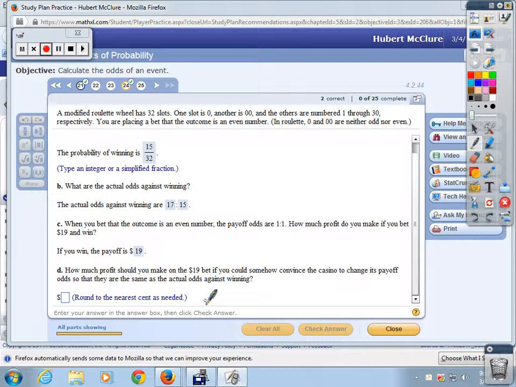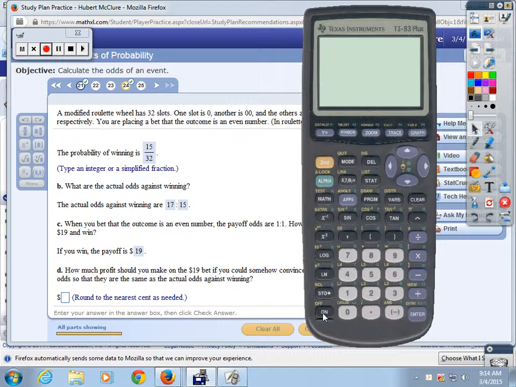Now here's where I really disagree with the wording. It says how much profit should you make on a $19 bet if you use our odds. Our odds is 17 to 15. So you take your handy dandy virtual calculator that you carry around in your pocket and you say 17 over 15, parentheses 17 divided by 15, and multiply it by what? A $19 bet. Now, how much profit do you make?